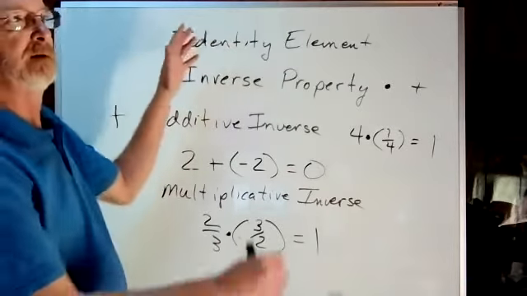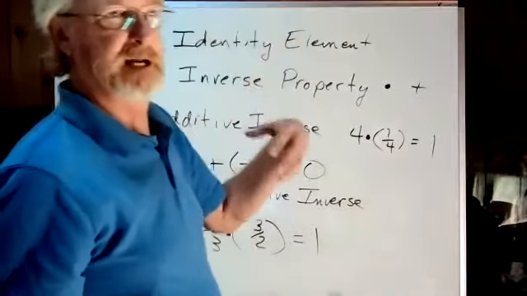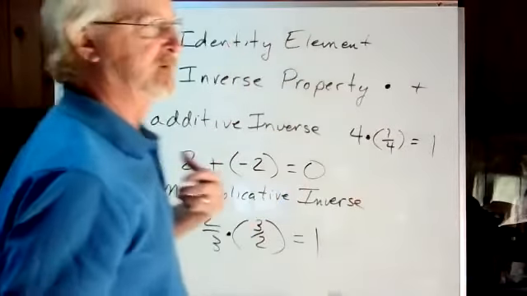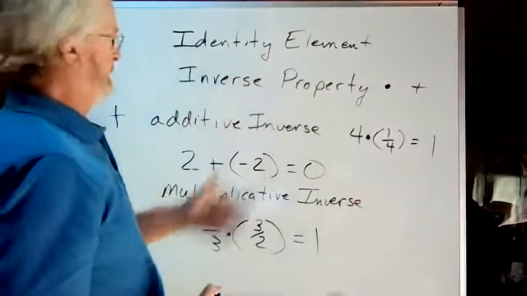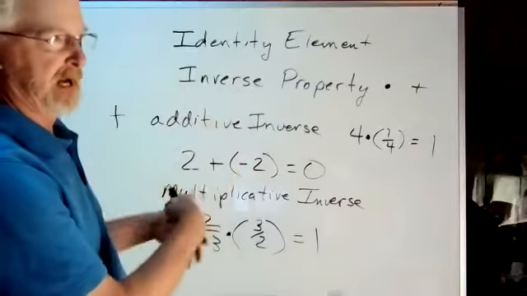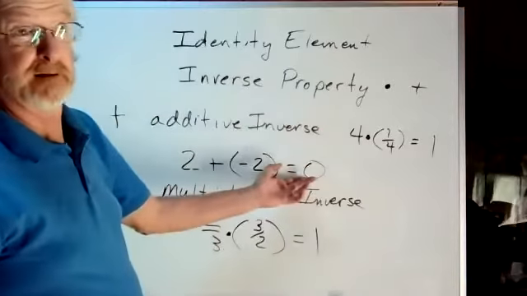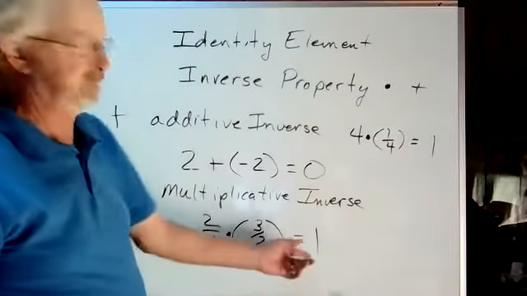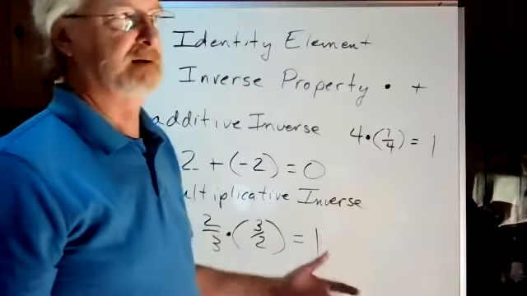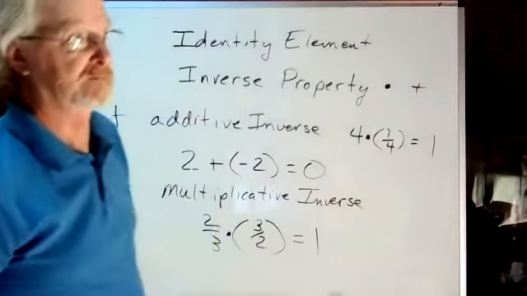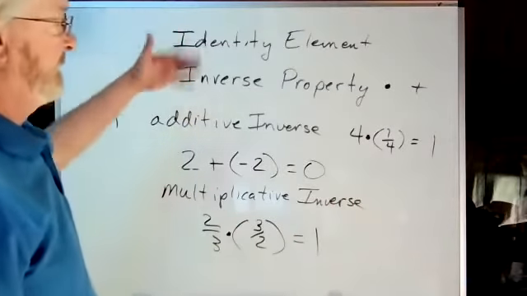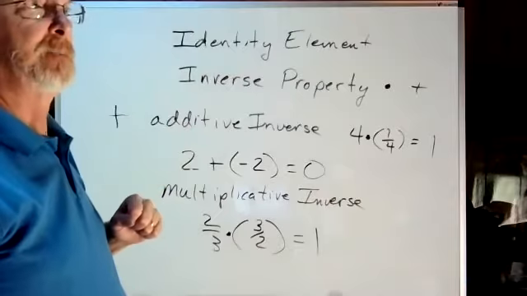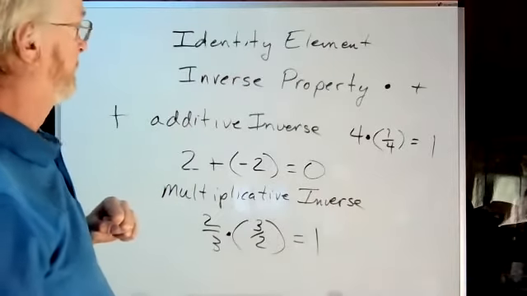The identity element is the number that doesn't change what you multiply or add it to. The inverse property is the number that you add to get to that identity, or multiply by to get to that identity. They kind of cancel each other out for those operations. Again, file those away as properties that we use.